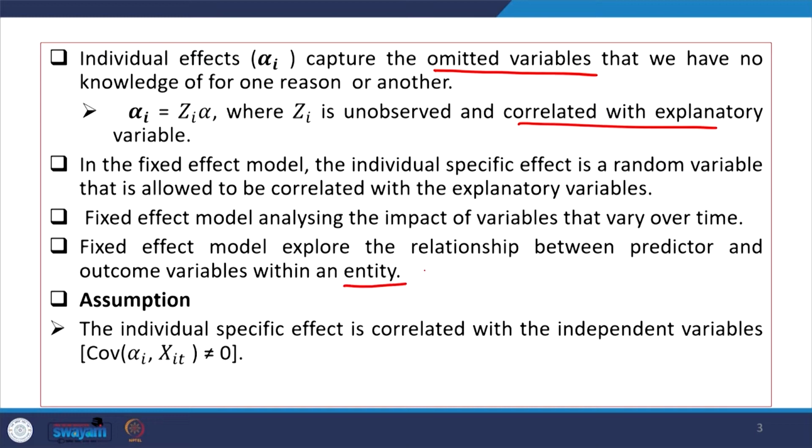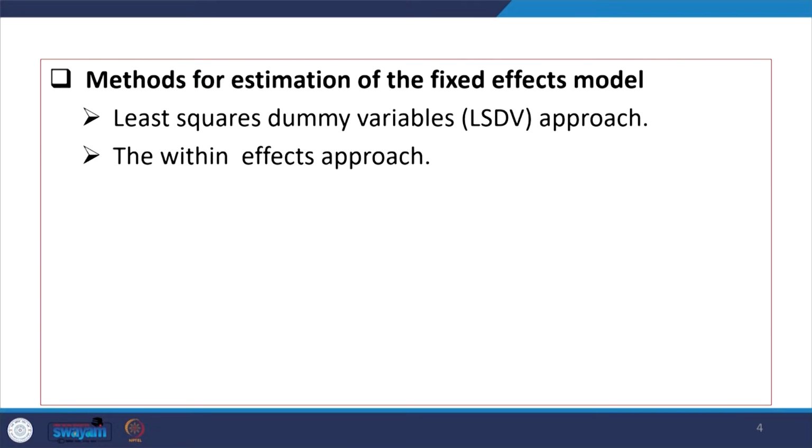So, each individual and its effects are actually captured, that is why we say within an entity, and that actually occurs due to the time dimensional changes. Though time wise there are no changes, in the individual case there are expected to be some variations. So the assumption is that the specific individual effect is correlated with the independent variable, that is why the covariance of alpha I and X I T is non-zero. Okay. And this is a serious error in OLS, so OLS is not applied.